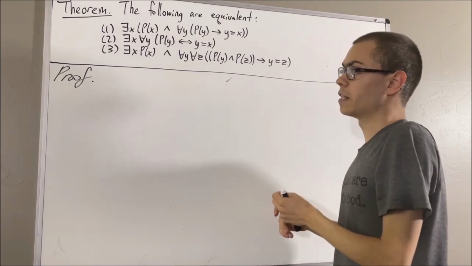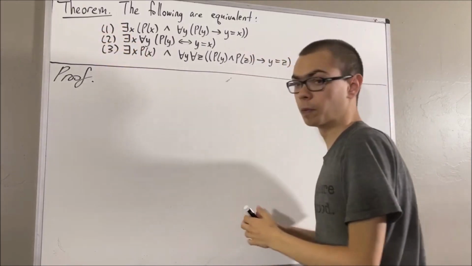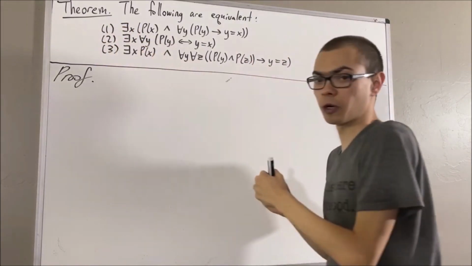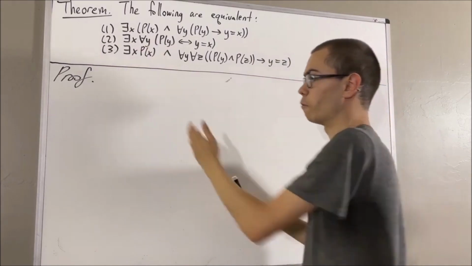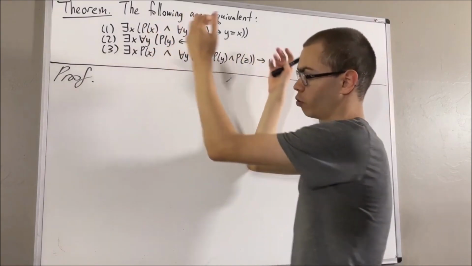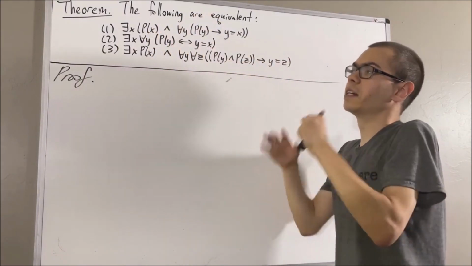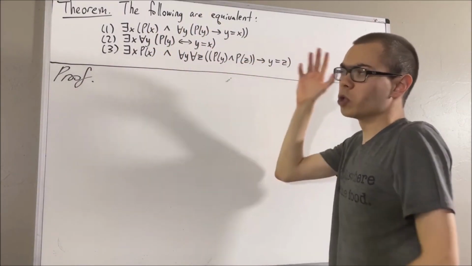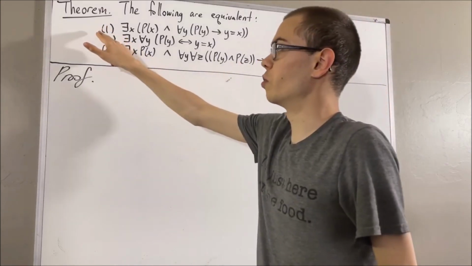This will tell us that if any one of these happens to be true, then all three of them must be true. Similarly, if one of them is false, then all of them must be false, right? All three are equivalent. So, now let's get into the proof. We'll start out by proving if 1 is true, then 2 is true.